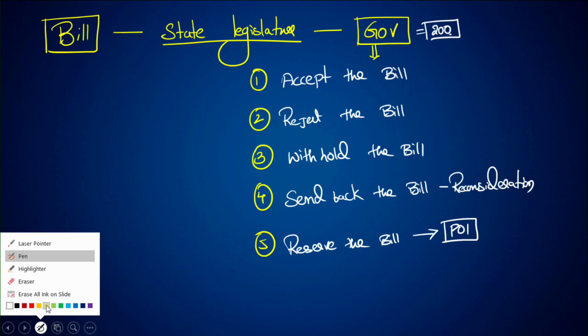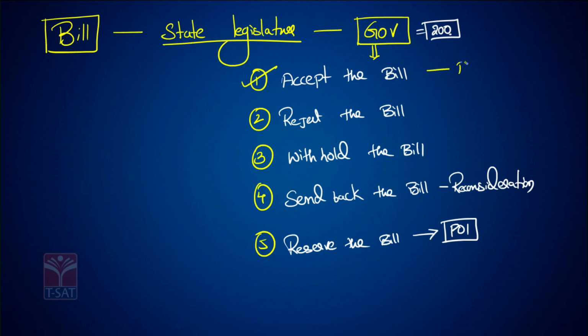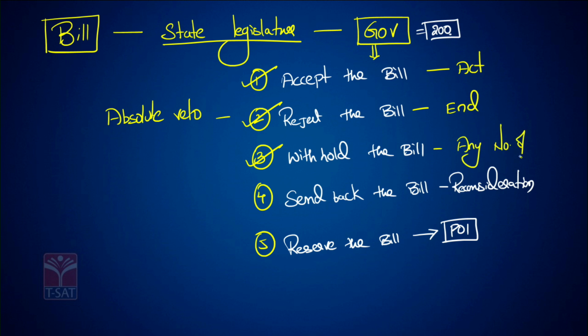Whenever the governor accepts the bill, it is called an act. Whenever the governor rejects the bill, this is called the end of the bill, and this is called absolute veto. The governor can withhold an ordinary bill of the state legislature for any number of days. This is called pocket veto.